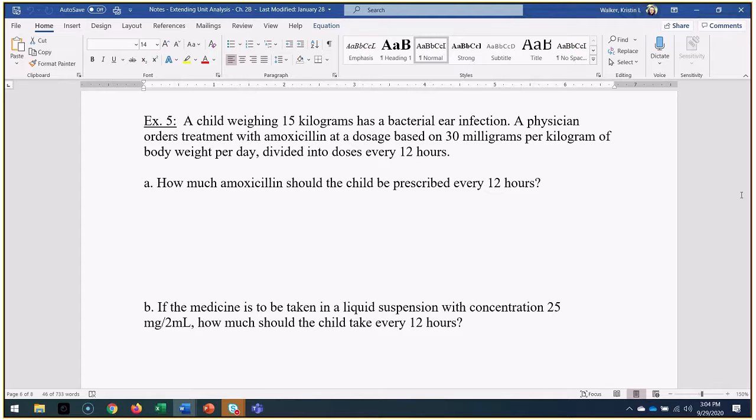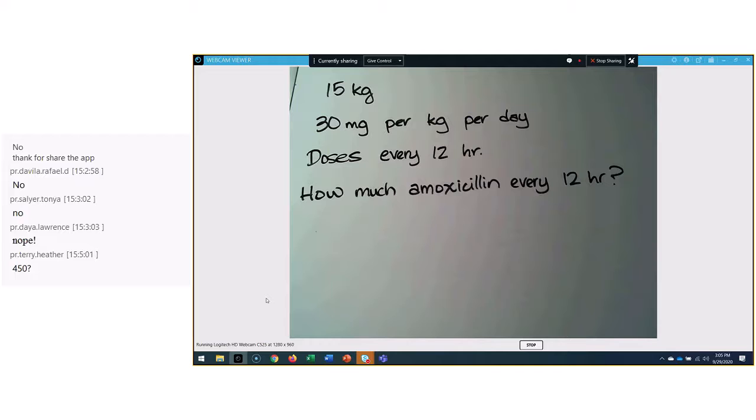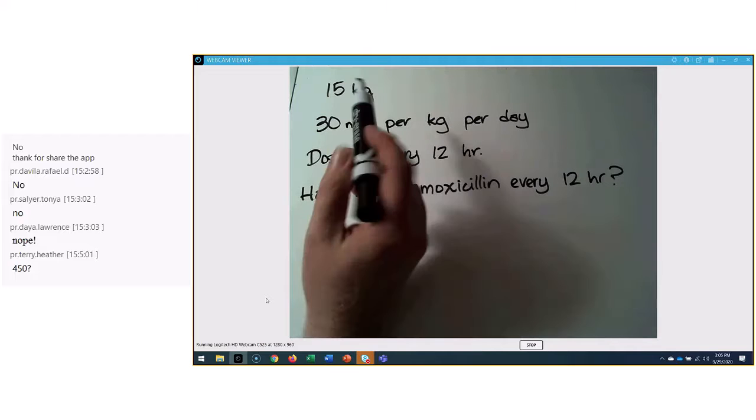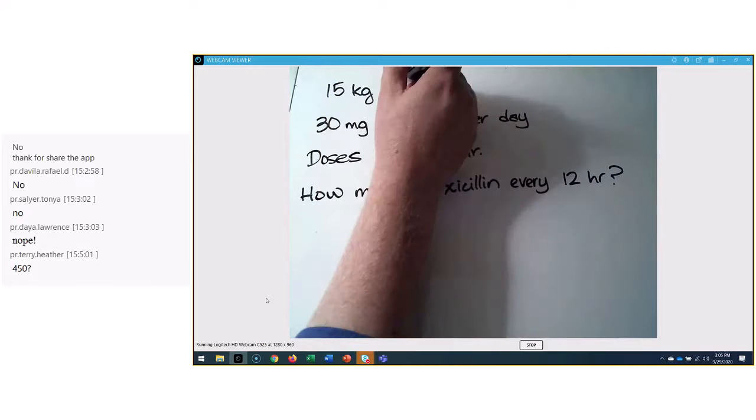Every 12 hours. All right, let's take a look. We'll deal with part B in a minute. This question has a lot of information, so let's sort through it. The child weighed 15 kilograms.